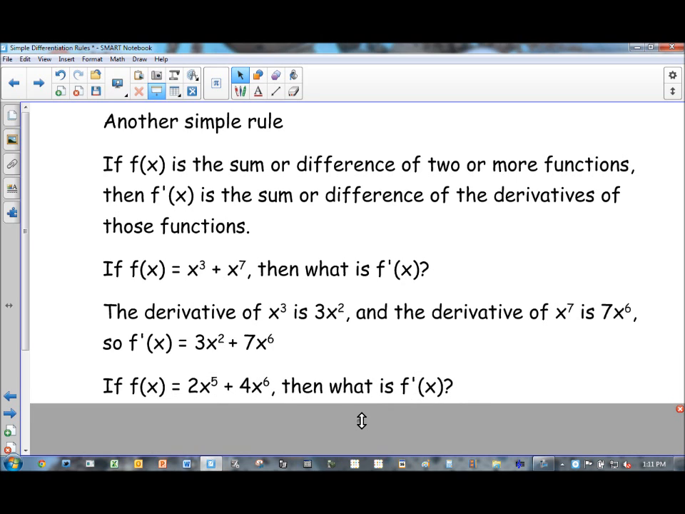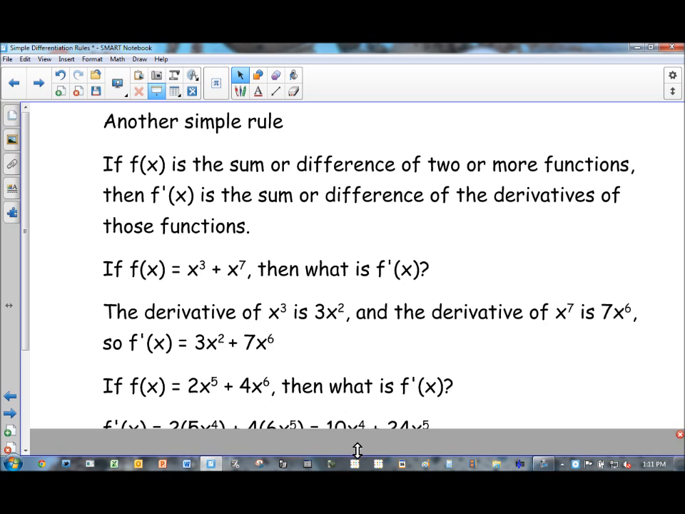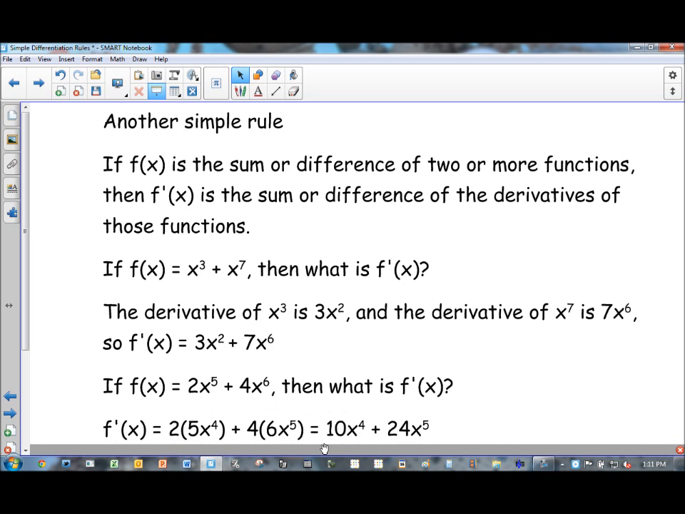All right. Let's combine those two rules on this next example. If I have f of x, which is 2x to the 6 plus 2x to the 5th plus 4x to the 6th, then what is f prime of x? Well, I know that the derivative of x to the 5th is 5x to the 4th. So the derivative of this is going to be 2 times 5x to the 4th. And the derivative of this is going to be 4 times 6x to the 5th. So that gets me 10x to the 4th plus 24x to the 5th.